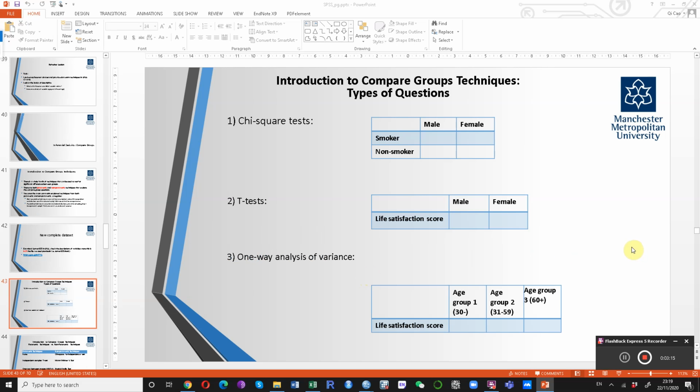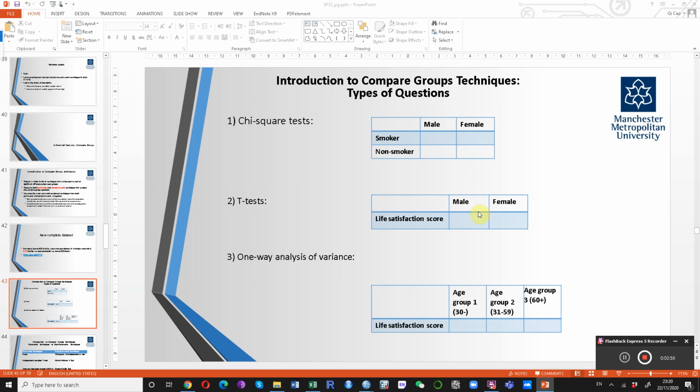So for this discussion, or for this module on SPSS, we will cover mainly three different types of comparing groups techniques, but these are really important and very commonly used techniques. The first one is the chi-square test. The second one is the t-test, but more specifically, it's actually the independent sample t-test. And the third one is one-way analysis of variance, also called the one-way ANOVA test.